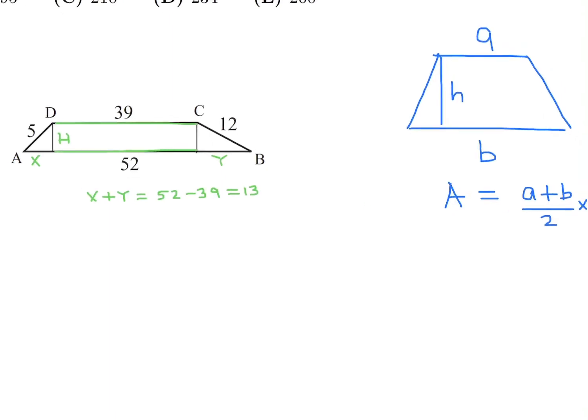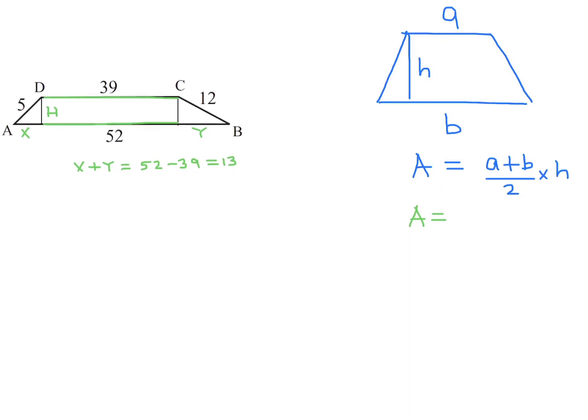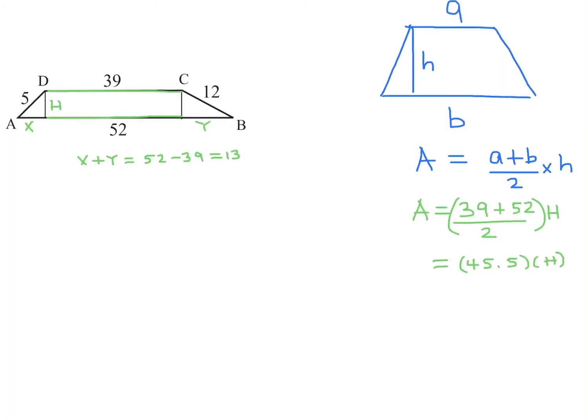And anything else that they give us? I think that's it. I mean, we've labeled everything else. So this area formula, a plus b over 2 times h, we have a lot of this. A is 39 in our trapezoid. B is 52, all over 2 times h. So if we can figure out h, we'll be able to figure this out. So 39 plus 52 divided by 2 is 45.5 times h. So we'll just use this to figure out h right here.